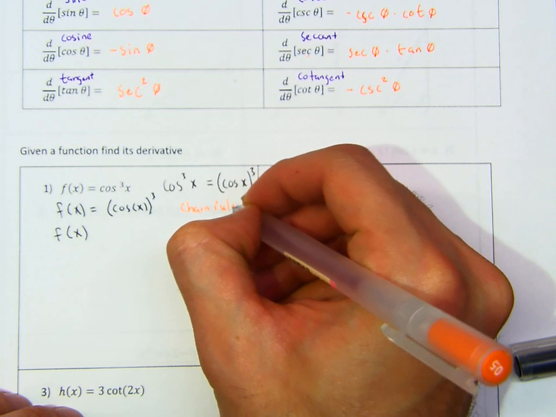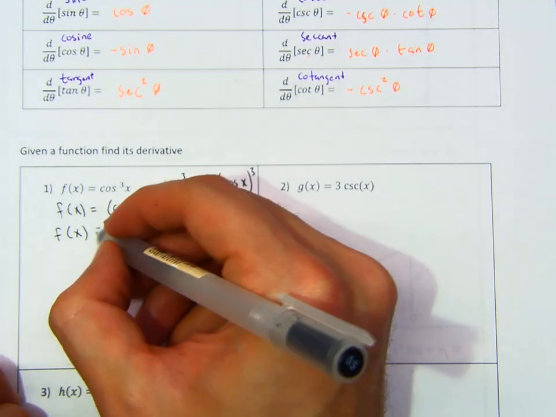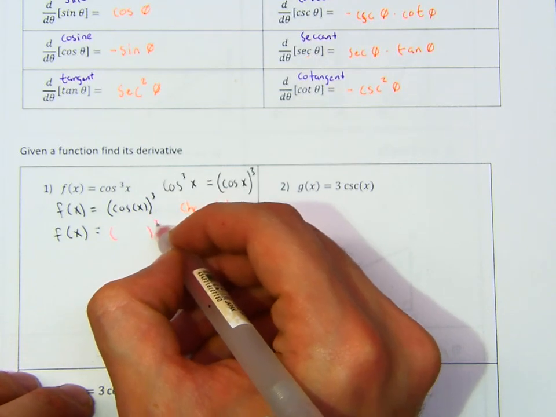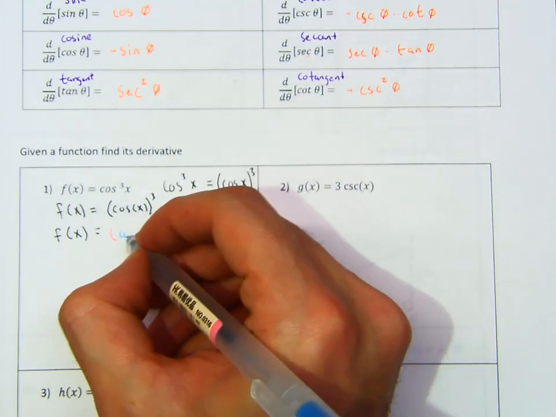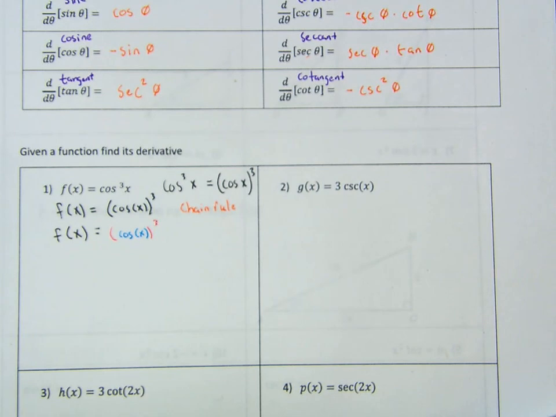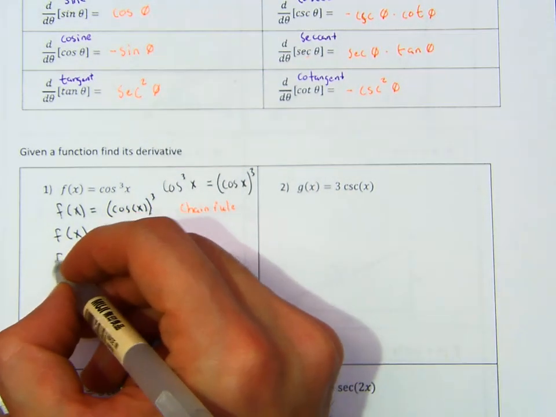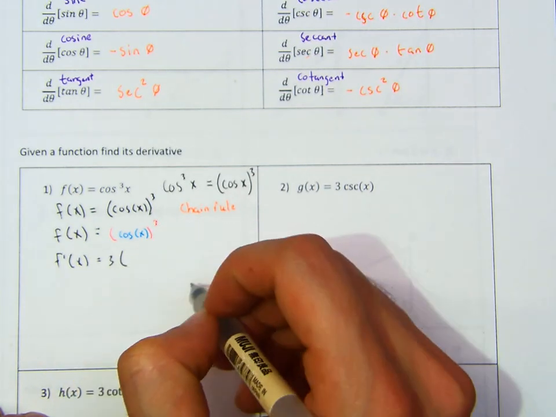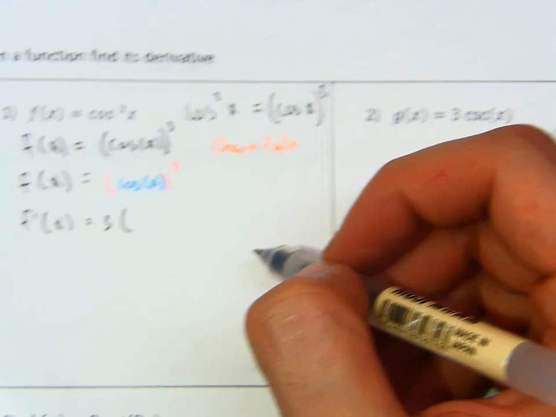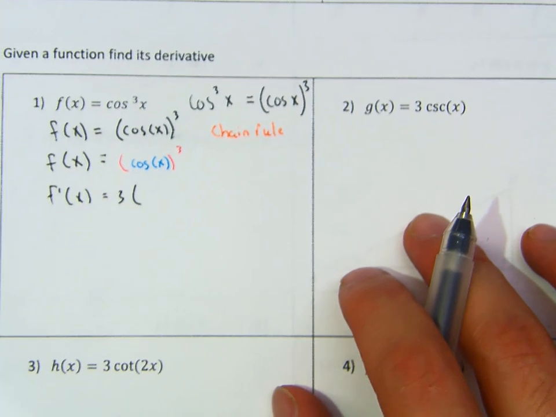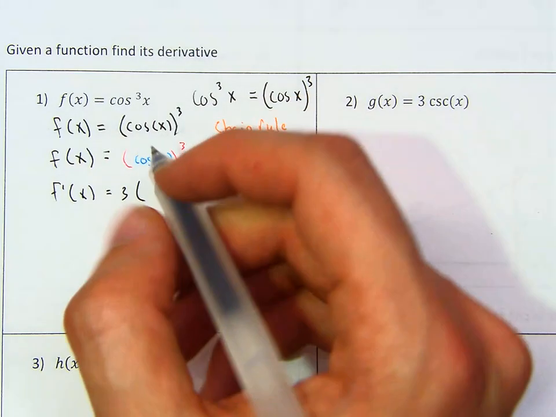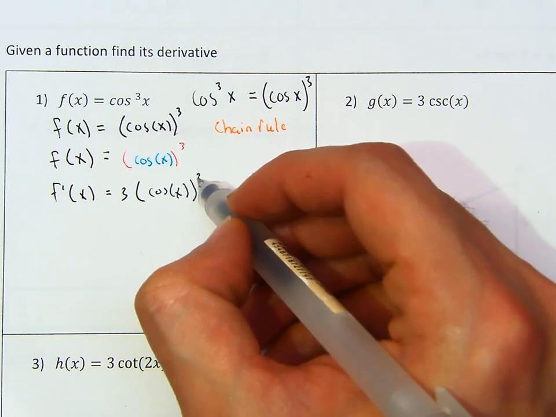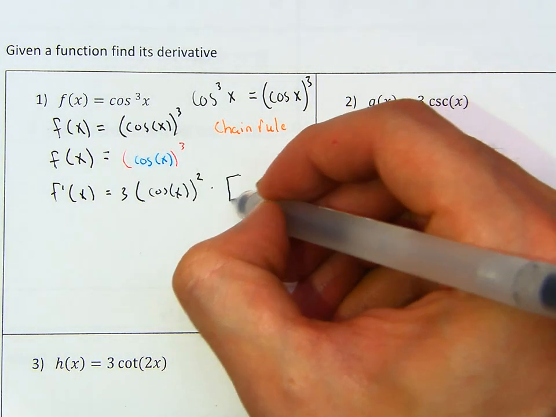So we need to use the chain rule over here. And then what I want you to do is set it up. What's the red? What's the blue, right? Outside, inside. So here, this is our outside, and this is our inside. Okay? And now here, we'll take the derivative of this. So we say f prime of x is equal to 3 times cosine of x, and this will be squared, times, we got to take the derivative.